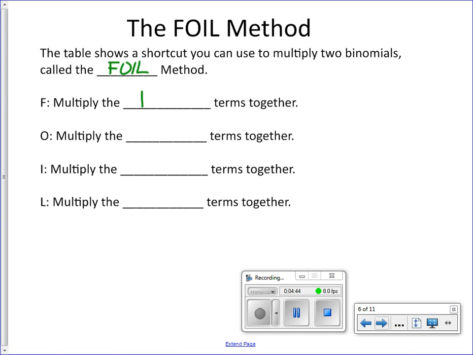F stands for first. You want to multiply the first terms together. O stands for outer. You want to multiply the outer terms together. I stands for inner, multiplying the inner terms together, and L stands for last. Multiply the last terms together.